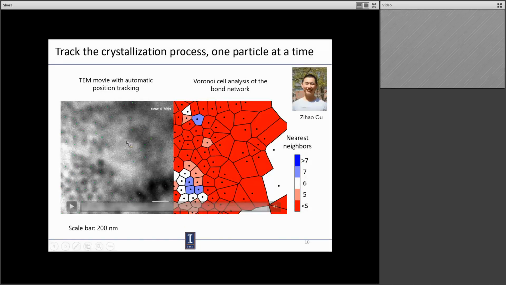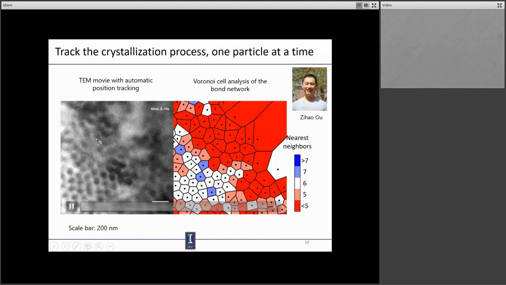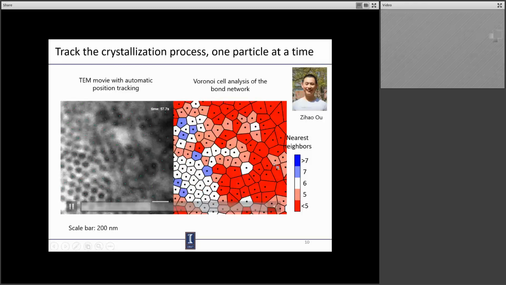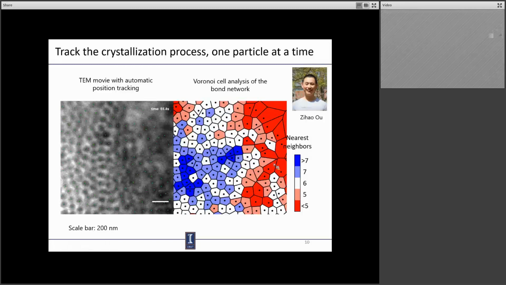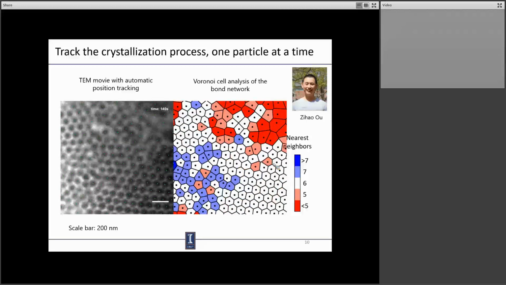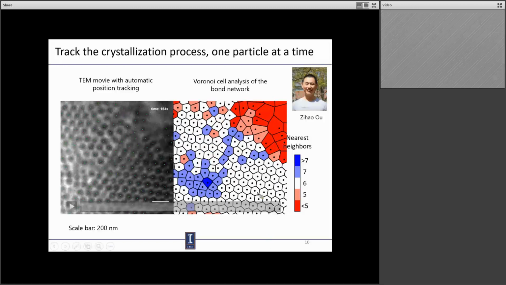On the left is a TEM movie with single columns tracked as the green dots. And then on the right, based on the positions of the columns, we can perform the binary cell analysis and determine the bond connection network. So the color of each binary cell here really signifies the number of nearest neighbors surrounding each column. And my student Zihao, whose photo is showing here, is really the intelligent driver and coder behind this effort to teach the computer to do this large-scale automated tracking.